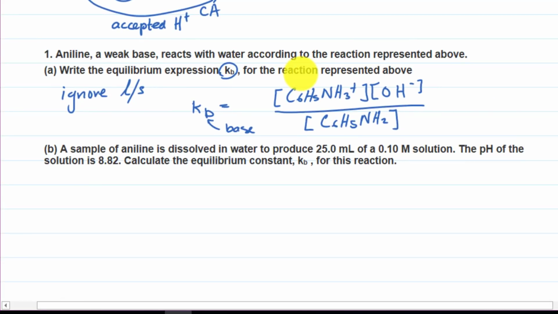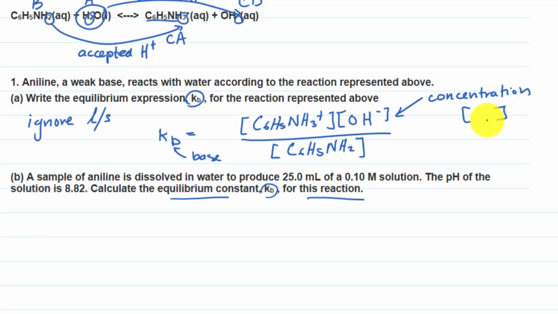Let's look at 1b. A sample of aniline is dissolved in water to produce 25 milliliters of 0.1 molarity solution, okay? And the pH of the solution is 8.82. So now we know more about the solution. Calculate the equilibrium constant, in this case Kb, for this reaction. So again, we have our Kb expression, but the expression is in concentration, so keep that in mind. That's why we use the brackets.